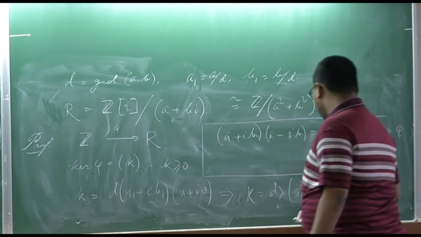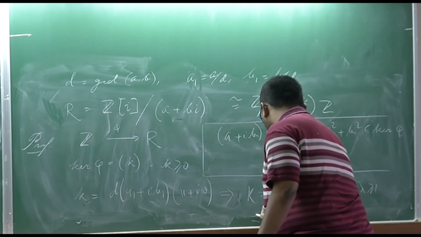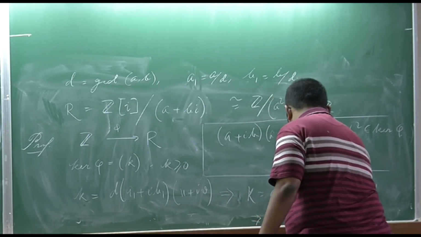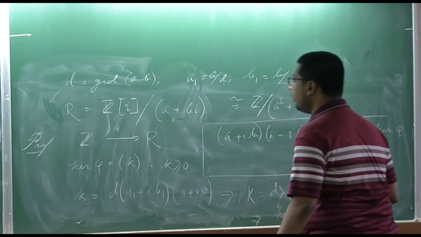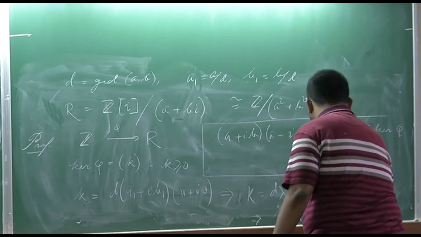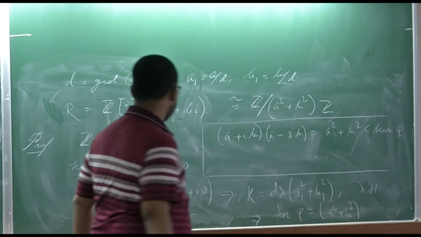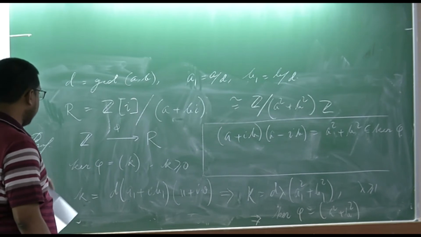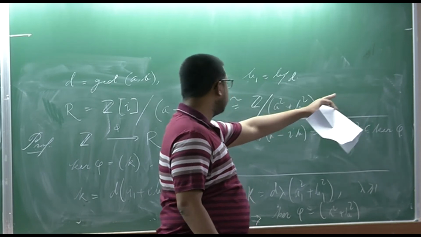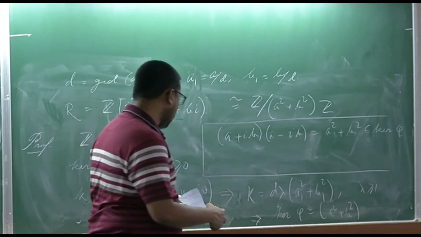So, since k is the generator of the ideal, from that it is quite clear that the kernel of phi is generated by a square plus b square. And therefore, since it is a square plus b square, now we can use the first isomorphism theorem, provided we can show this homomorphism is onto.